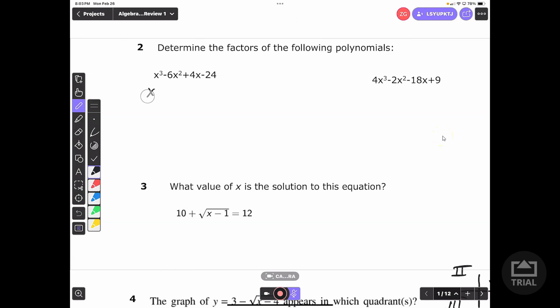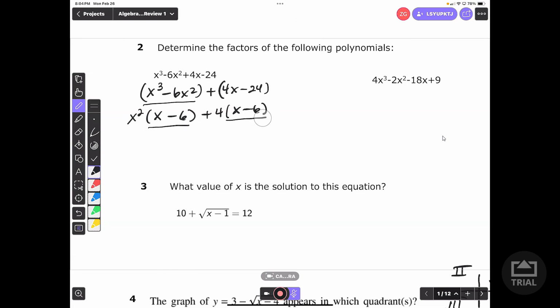So you have x cubed minus 6x squared, that's the first group, plus 4x minus 24. That's the second group. You're going to look at the first group, and you're going to factor out x squared, and you're left with x minus 6. The second group, you're going to factor out a 4, and you're left with x minus 6. And you notice that you have x minus 6 here, and you have x minus 6 here. So go ahead and factor x minus 6, and then we have x squared plus 4.